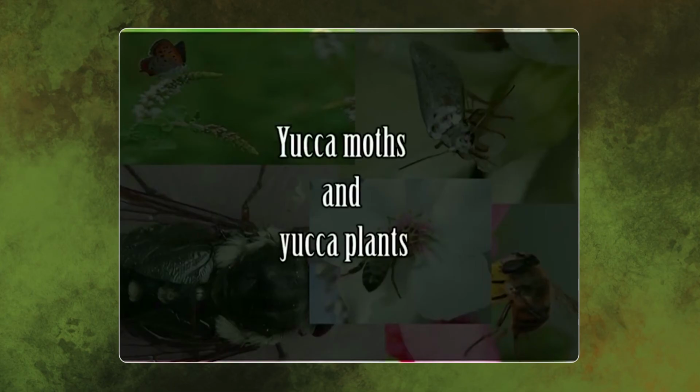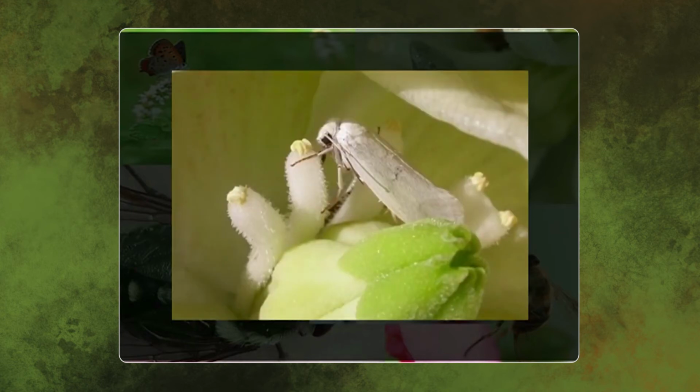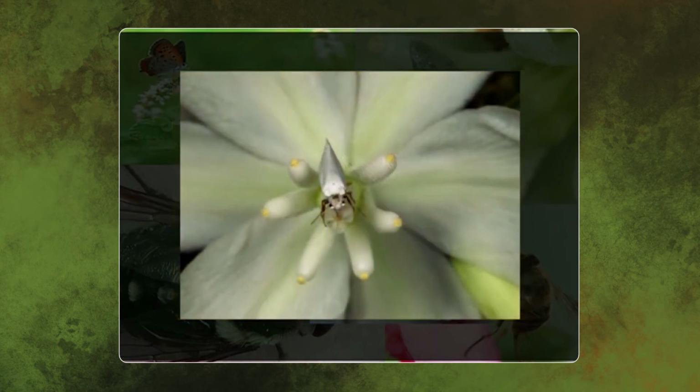Let's have an example of yucca moth and yucca plants. An interesting story is displayed by yucca moth and yucca plant. Yucca flowers are of such a shape that only tiny moths can pollinate them. The moths lay their eggs in the yucca flowers, and the larvae live in the developing ovary and eat yucca seeds. The yucca plant is dependent upon the yucca moth for its survival and perpetuation.